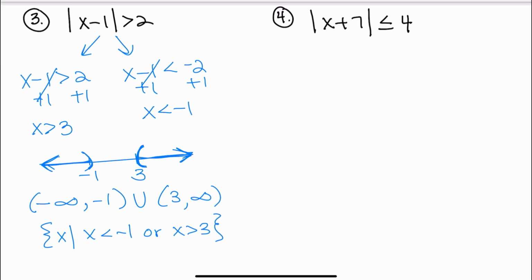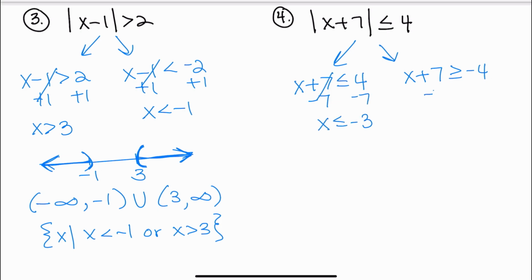Question number 4. We again have the absolute value isolated, so I'm ready to go ahead and write down the two problems. The first one is going to say x plus 7 is less than or equal to 4. The second one is going to say x plus 7 is greater than or equal to negative 4. Switch the inequality, change the sign of what comes after. Go ahead and solve. Minus 7, I get x is less than or equal to negative 3. Minus 7, I get x is greater than or equal to negative 11.